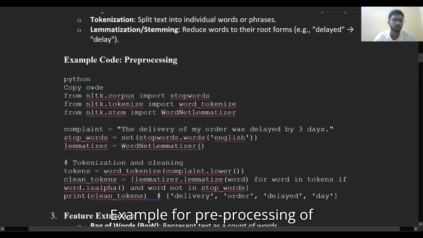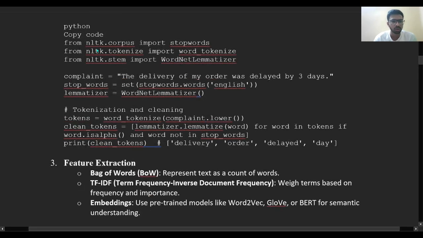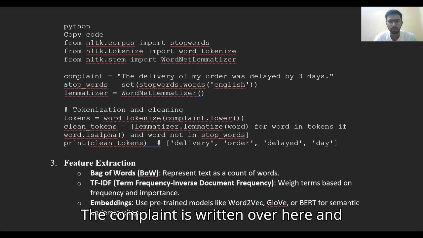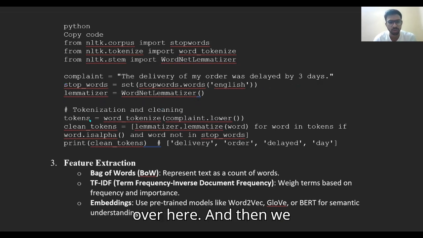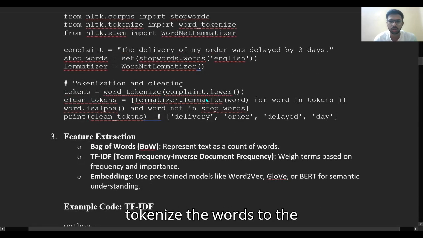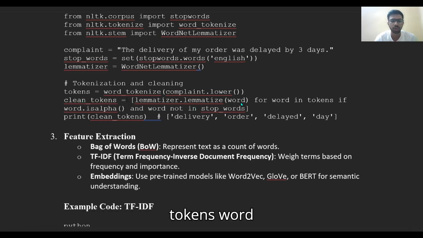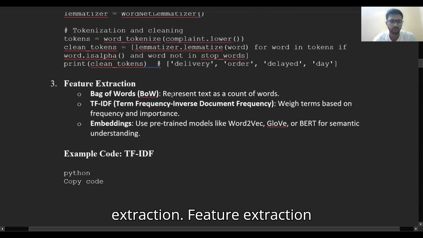An example for pre-processing of data is given here. So in Python, we use stop words. Here we remove the stop words from the data. The complaint is written over here, and we do the lemmatization over here, and then we tokenize the words to lower case. Then we clean the tokens. So the next step is feature extraction.